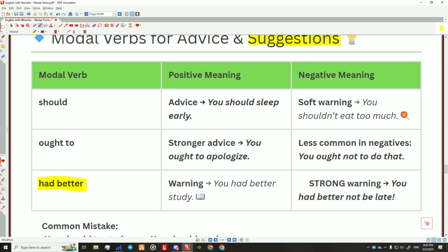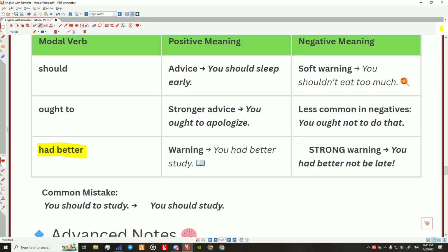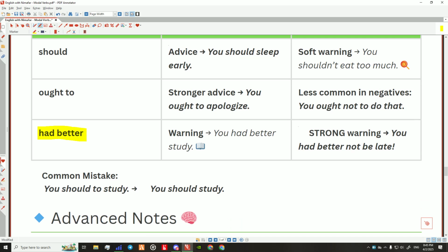And the negative is not. You had better not do something. You had better not fail your exam. You had better not be late. It's a kind of strong warning. You had better not do that means if you, for example, do that, there will be some bad things for you. And we cannot say anything about future or past. It's just right now. You had better do something.